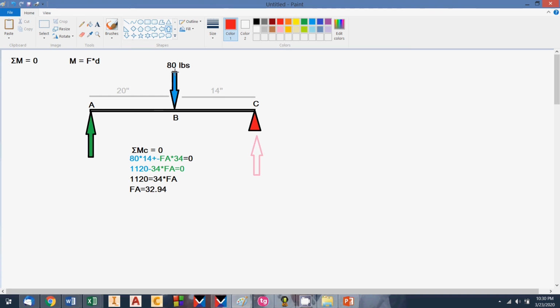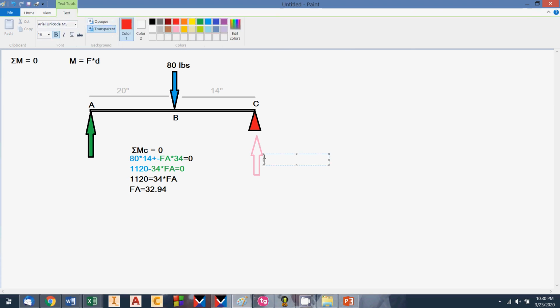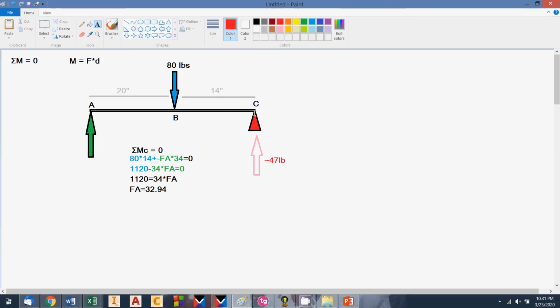However, what we can do is we say if I have 80 pounds down and roughly 33 pounds up, I know that I still need another approximately 47 pounds here. So the pivot is pushing up with 47 pounds. This force out at A is pushing up with 33 pounds. And we know that the original weight here, the blue weight, was 80. All right, so that's our first practice problem.